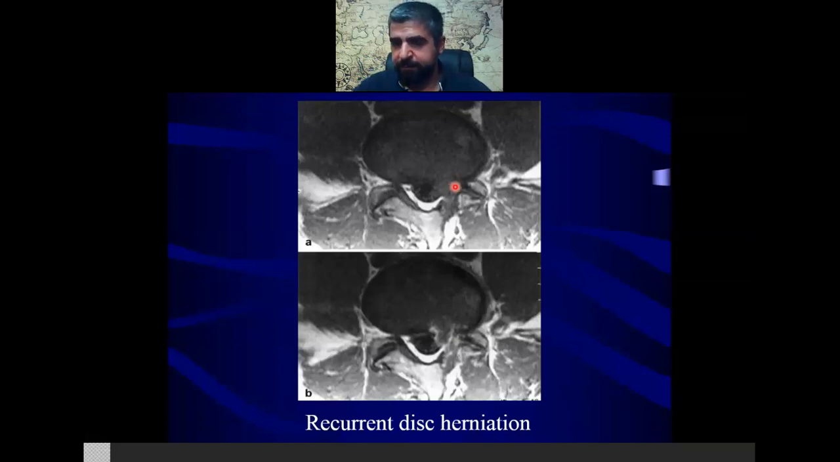So there is failed back surgery syndrome, or it is due to a recurrent disc. How to differentiate? Is this fibrosis or is this a recurrent disc? Give contrast. If the enhancement is diffuse and homogeneous, this is fibrosis. But if there is central non-enhancement, like this case, this is disc.